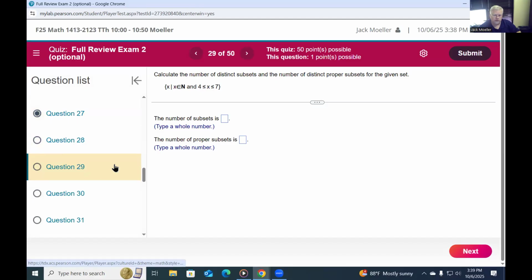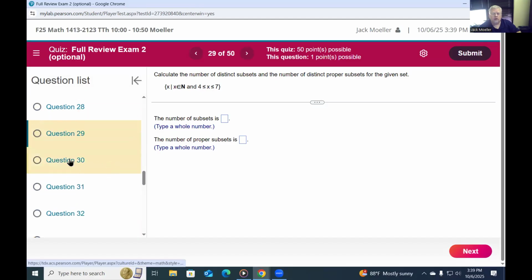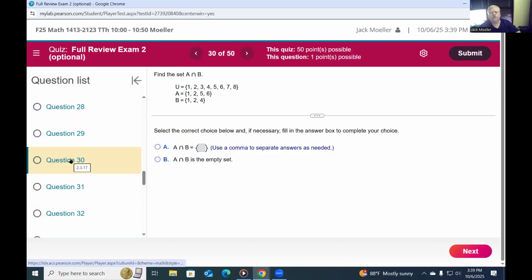It's all your definition stuff. Then we get into what I consider the meat of this test, the 2.3 and 2.4 stuff. This is when you're doing all your operations and your Venn diagram stuff. So you have to know, when you look at it, what is that symbol? Is that intersection? Is that union? What does it mean?